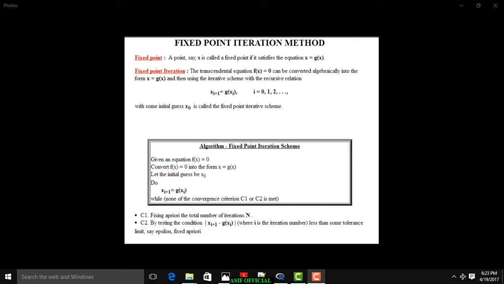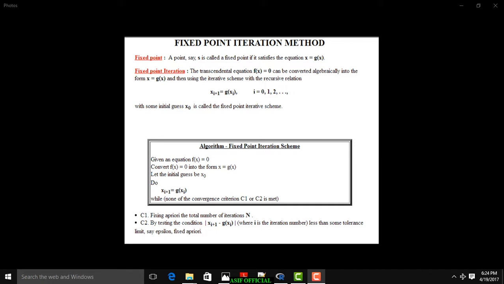A fixed point iteration is where the transcendental equation f of x equal to 0 can be converted algebraically into the form x equal to g of x, and then using the iterative scheme with the recursive relation x of i plus 1 equal to g of x of i, where i can be 0, 1, 2 and so on, with some initial guess x0, is called the fixed point iterative scheme.